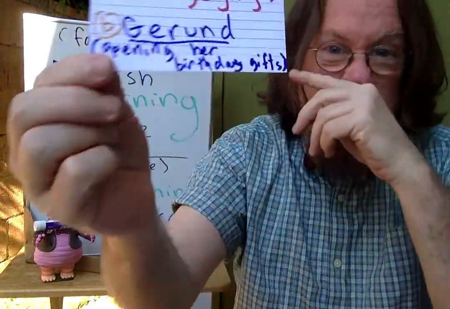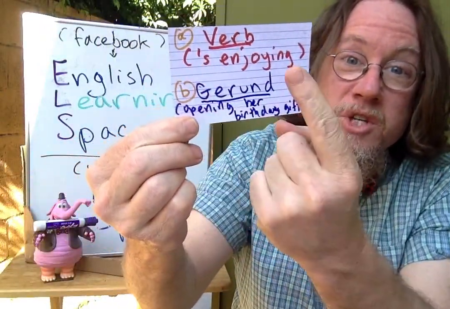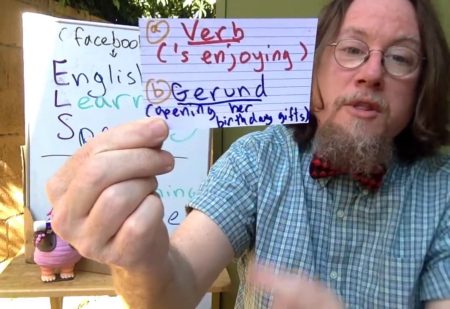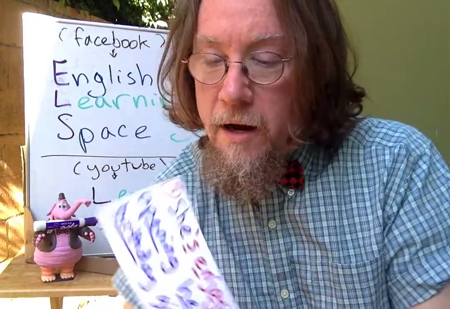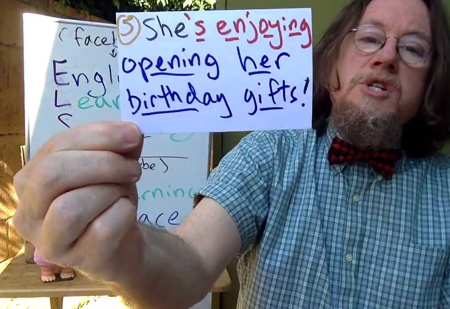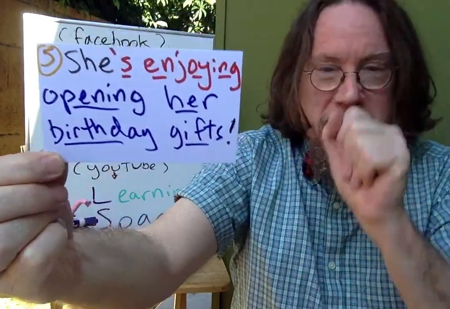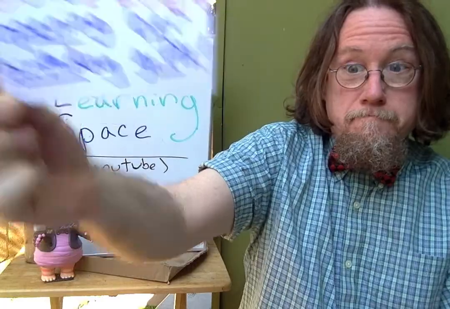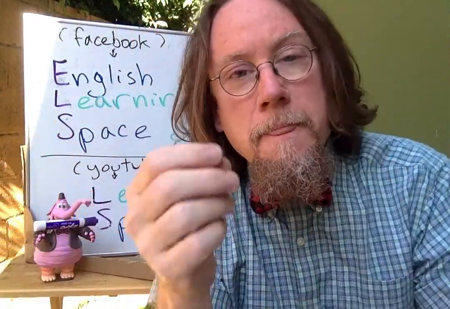The answer is both. The first one is a verb: enjoying. The second is a gerund: opening her birthday gifts is a gerund. So to be clear, here's that sentence again. She's enjoying, verb, opening her birthday gifts, gerund. All right, guys, check it out. Now that's gerunds.